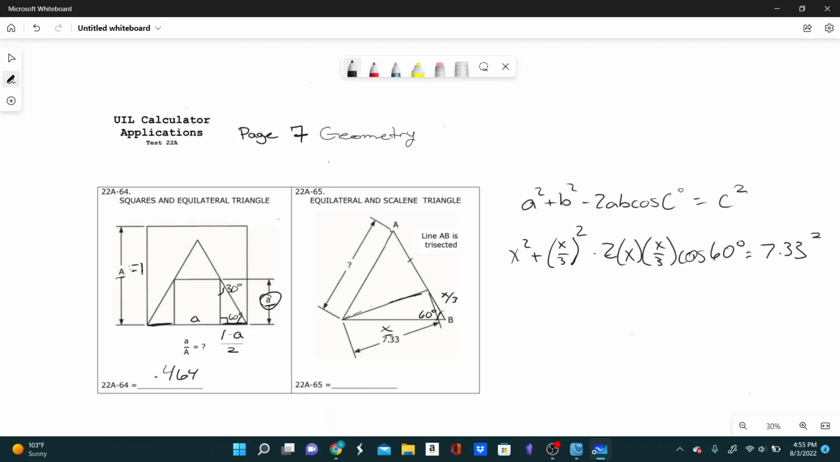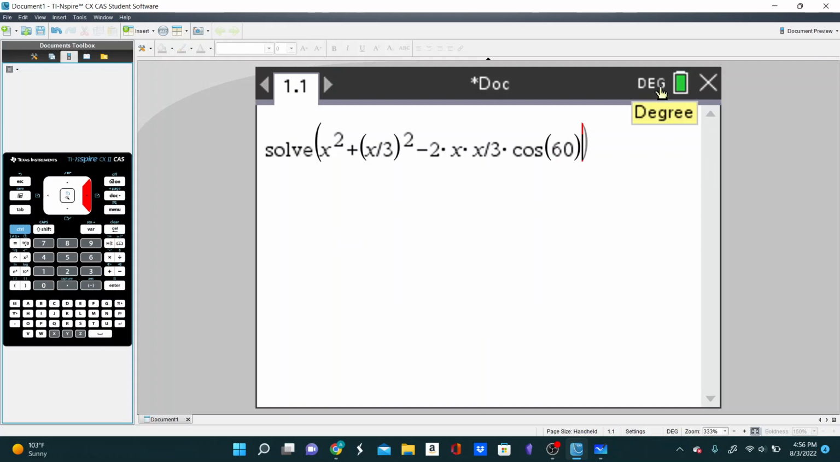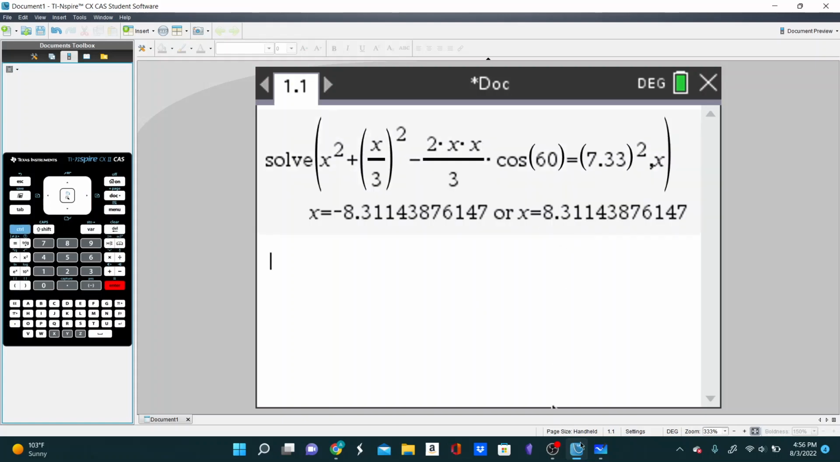So I'm just going to put this in the solver real quick, and we can get our answer pretty easily. So menu 3(1), x squared plus x over 3 squared, not x minus 3, x over 3 squared minus 2 times x over 3 times the cosine of 60 degrees. And also make sure you're in degrees. I know I am, but always double check, because that's a really easy way to get a problem wrong. And that's all equal to the opposite side squared, equals 7.33 squared. I'm solving for x, and we get a value of x of 8.31.